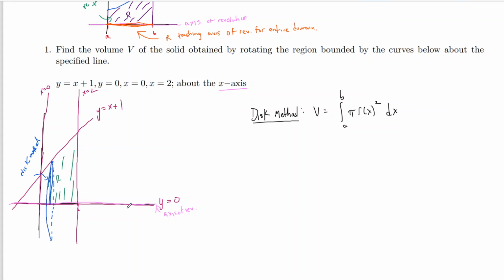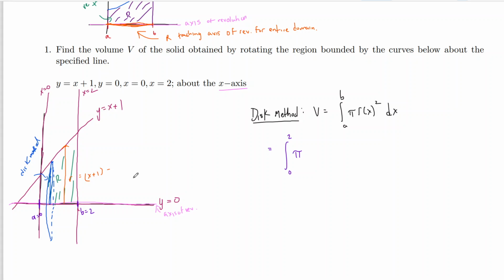Well, what are we integrating? Since we're going across the x-axis, our a and b are the x numbers here. So a is 0, where we start, and b is 2, where we end. Let's go ahead and plug that in. So a is 0, b is 2, pi is just pi. Now the radius r is just our function, because if I look at r here, r is really the length of this, and the length of this is f of x, or x plus 1, minus, and then the bottom one.